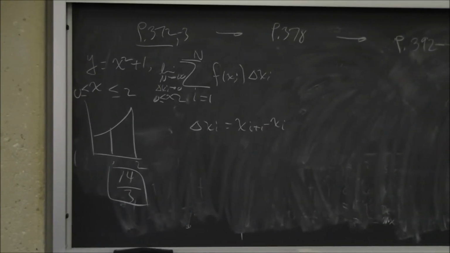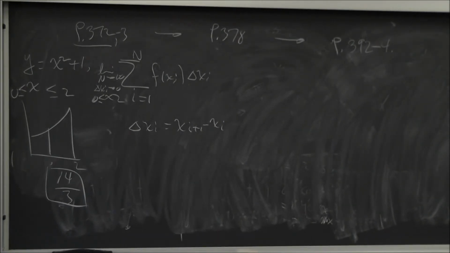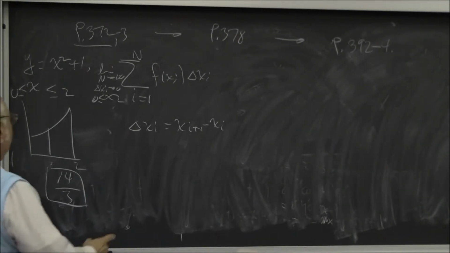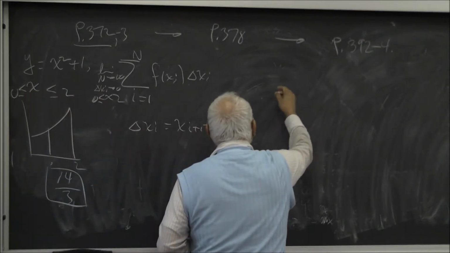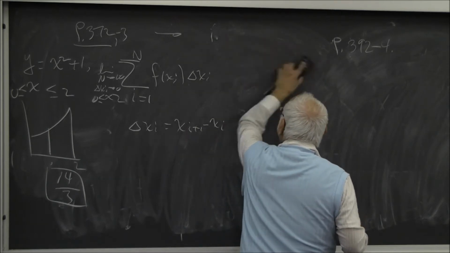But now, and we're now on page 378, they called this a definite integral. So this summation and limit is called a definite integral now, on page 378.